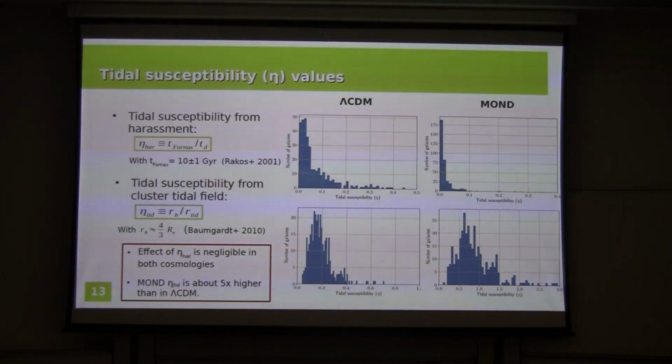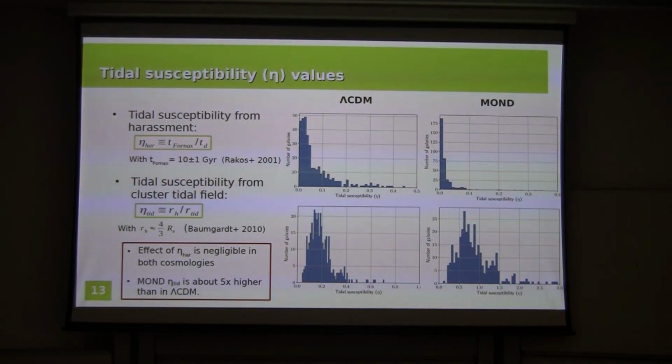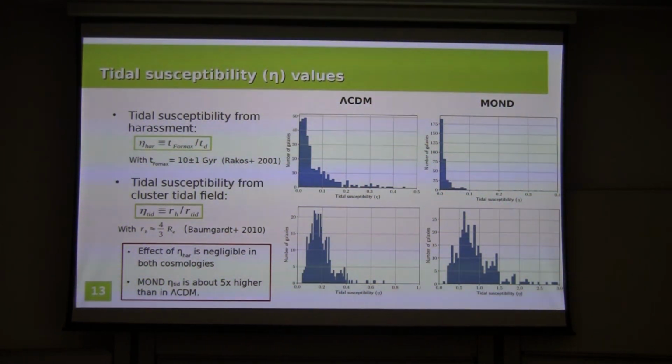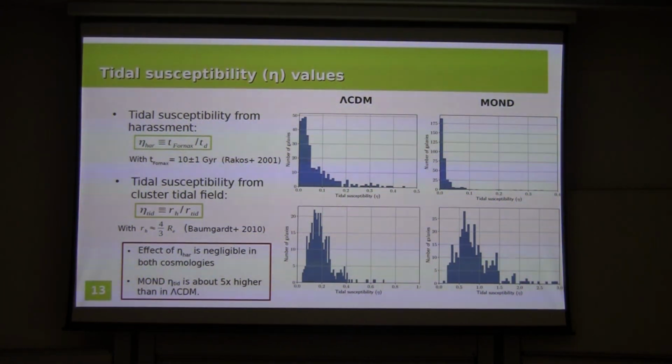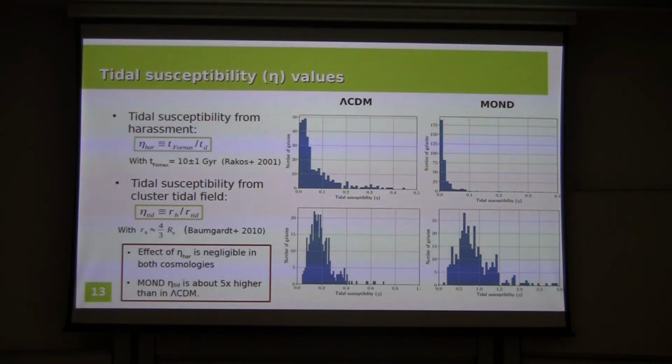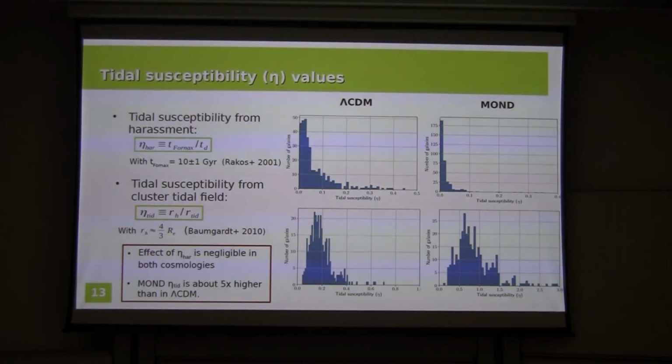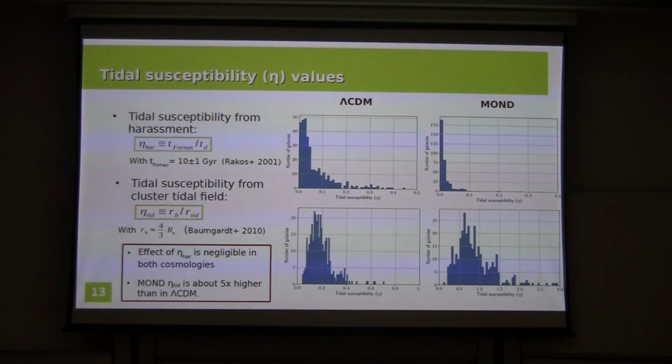So yeah, since the effect of tidal susceptibility by harassment is way smaller than the one from cluster tides, from now on in the analysis we're just going to be considering the tidal susceptibility from the cluster tidal field. And also, as you might notice, the values of the tidal susceptibility are about 5 times higher in MOND than in lambda CDM. And as I was saying before, this is to be expected because dwarfs in MOND are more likely to be disturbed than in lambda CDM.